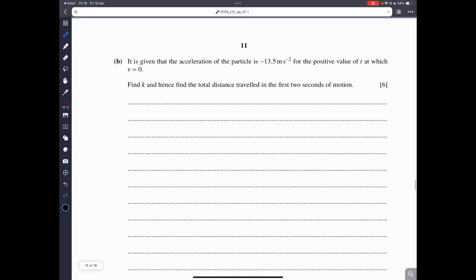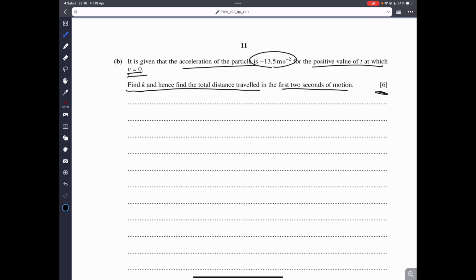Okay, part B. It is given that the acceleration of the particle is −13.5 meters per second squared for the positive value of t at which v is equal to 0. Find k and hence find the total distance in the first 2 seconds of motion. Now this is a 6 marker. We do have to think pretty much.